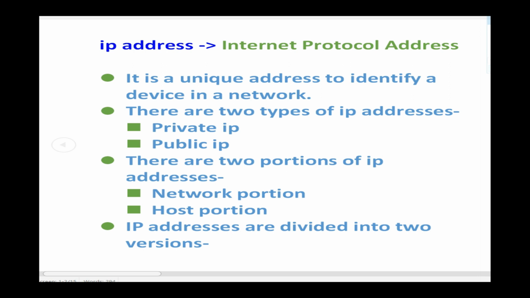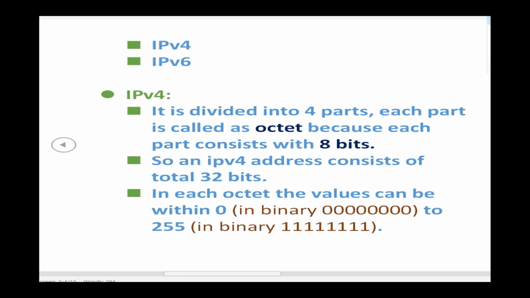And IP addresses have two versions. IPv4 means Internet Protocol version 4 and IPv6 means Internet Protocol version 6. So let's see what is IPv4. Let's suppose an IP address is 192.168.10.3. So we are using dots for indicating the parts.